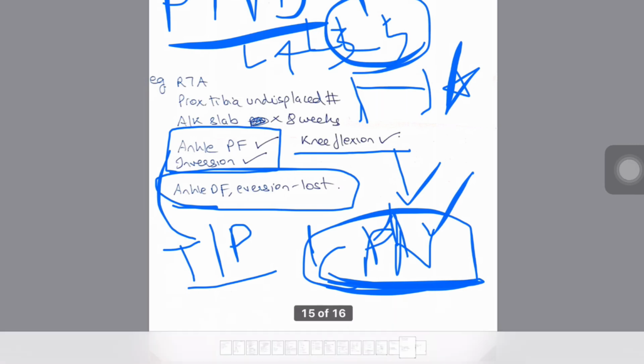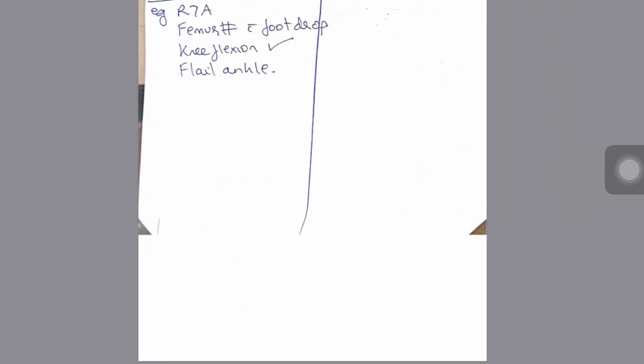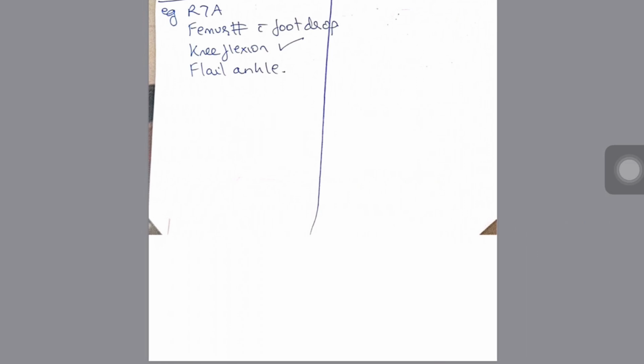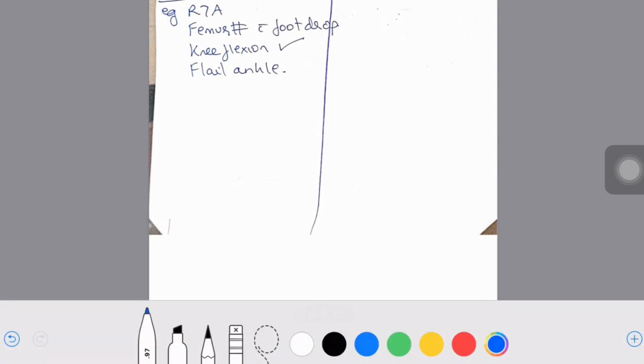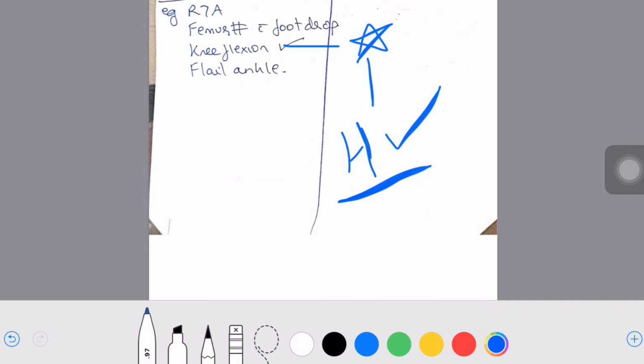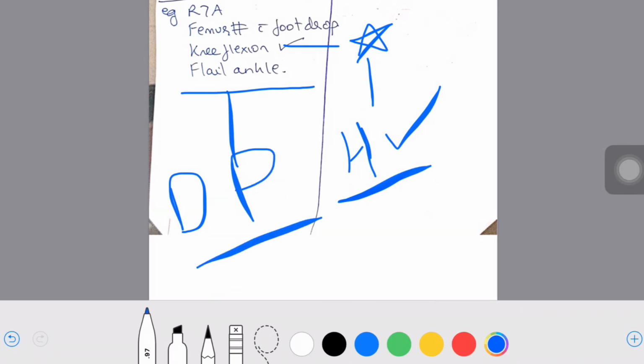Okay, so the next case, last case, there is road traffic accident with femur fracture with foot drop and knee flexion is possible, but there is flail ankle. Knee flexion is possible. This is the characteristic key. So hamstrings are spared, and the level of lesion is distal to the supply of hamstring. With flail ankle, both dorsiflexion and plantar flexion are lost. So common peroneal nerve and tibial nerve both are lost.